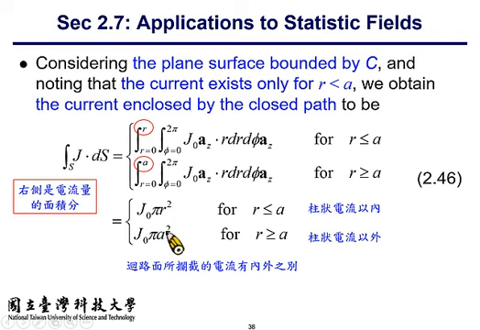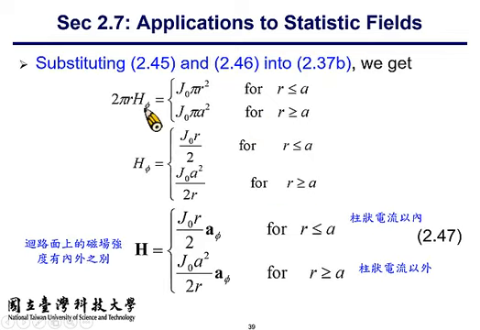Okay, so once you have the left-hand side and right-hand side, you can put them together and get the expression for H phi. That is, J sub 0 r over 2 for r smaller than A, and J sub 0 a squared divided by 2r for r greater than A. Okay, so you have these two cases. So what are the consequences?